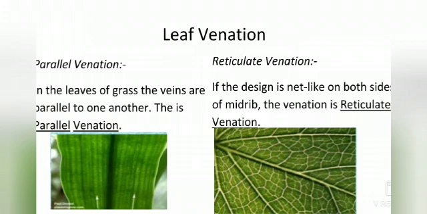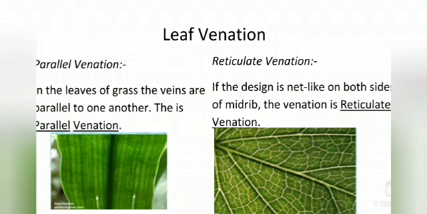In parallel venation, as in the leaves of grass, the veins are parallel to one another. You can see straight lines are there. Nothing is crossing, only straight lines are there. One line is parallel to the other, though we should not say line because they are called veins. So one vein is parallel to another, and this kind of leaf has parallel venation.